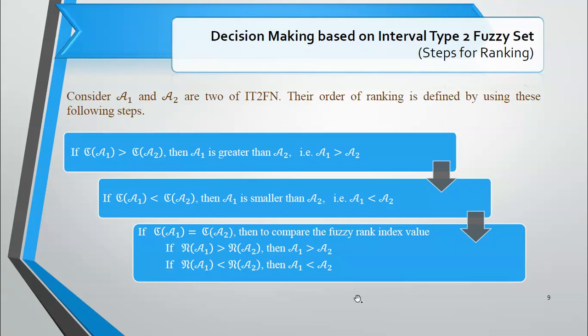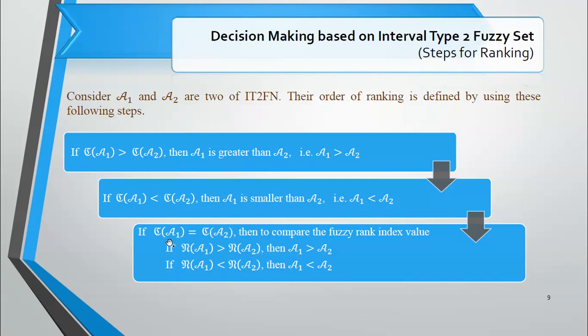Now we follow these steps to rank any two interval valued type 2 fuzzy numbers. First, the rank priority is given to the centroid point values of interval valued type 2 fuzzy numbers. If the centroid point value of A1 is greater than the centroid point value of A2, then we can say A1 is greater than A2. If the centroid point value of A1 is less than the centroid point value of A2, then we can say A1 is less than A2.